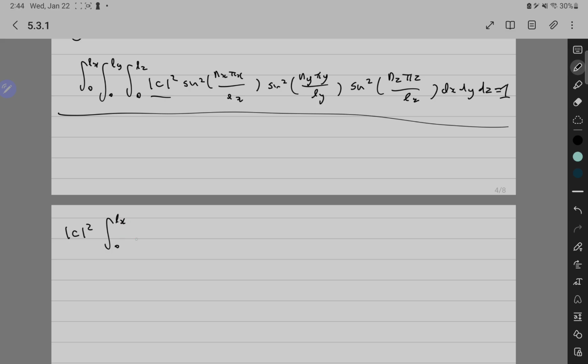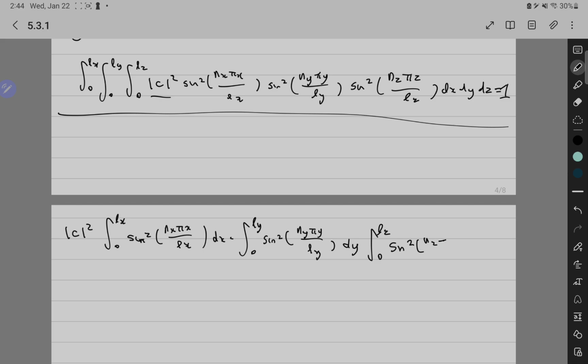So we have 0 to Lx. The first part will be sine squared of nx pi x over Lx dx, and the second part will be in terms of y. So integration from 0 to Ly of sine squared of ny pi y over Ly dy, and 0 to Lz of sine squared of nz pi z over Lz dz, and this whole thing is equal to 1.